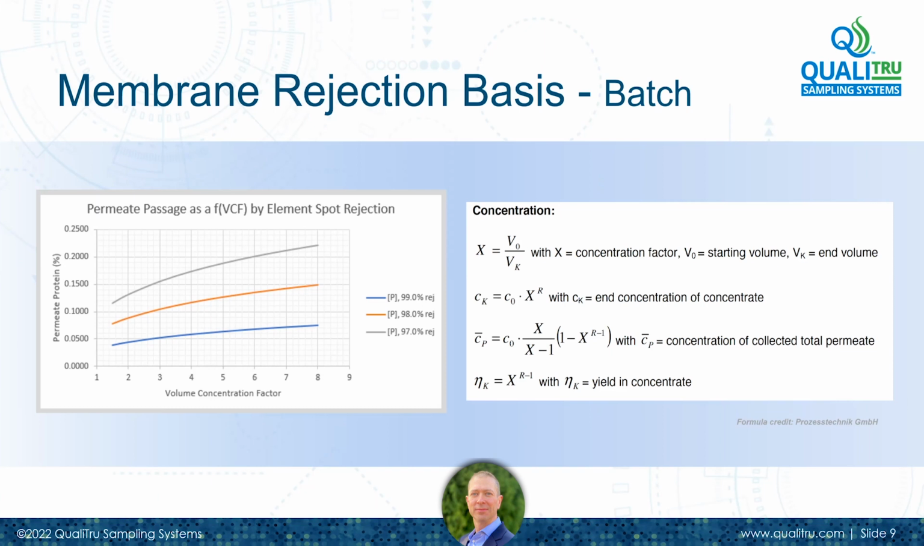If we hit higher concentration factors, like up to 8 times, then it's very normal to expect a 0.075% protein in the permeate. These are all creating solid expectations for you. This is on a batch basis, and my next slide is very similar but flips over to continuous.